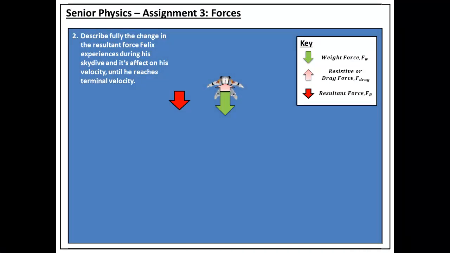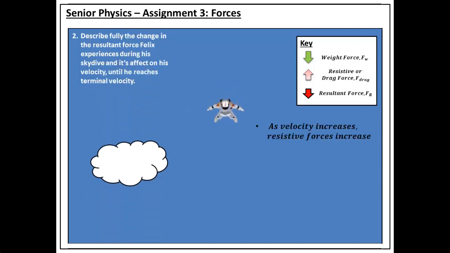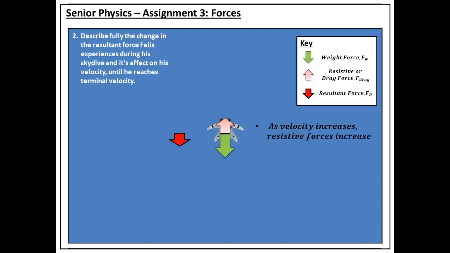After he jumps, he begins to accelerate from 0 meters per second. As his velocity is relatively low, the drag force he experiences is also low, and therefore smaller than the gravitational force pulling him towards the Earth. If we combine these two forces acting on Felix, you can see that the resultant is quite a large force. As he falls and his velocity increases, the resistive forces acting on him also increase, and so his resultant force decreases. This will mean that his acceleration will be less.